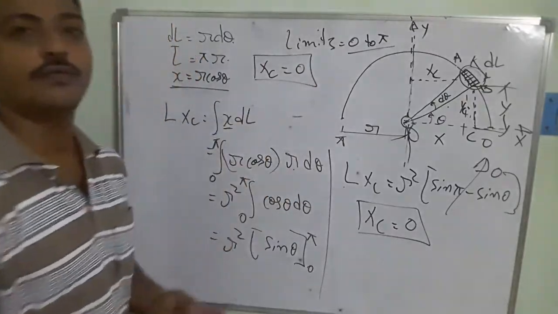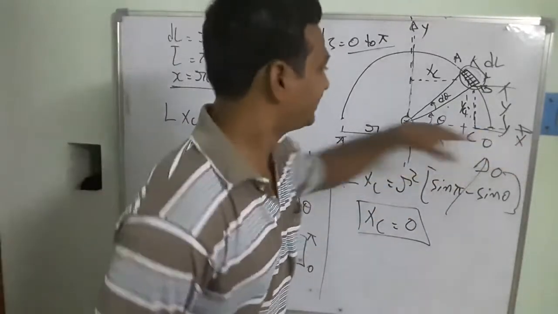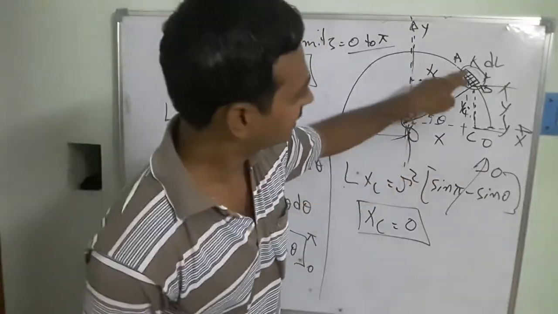So now we need to find out, with respect to the x-axis, what distance the centroid is going to be located.